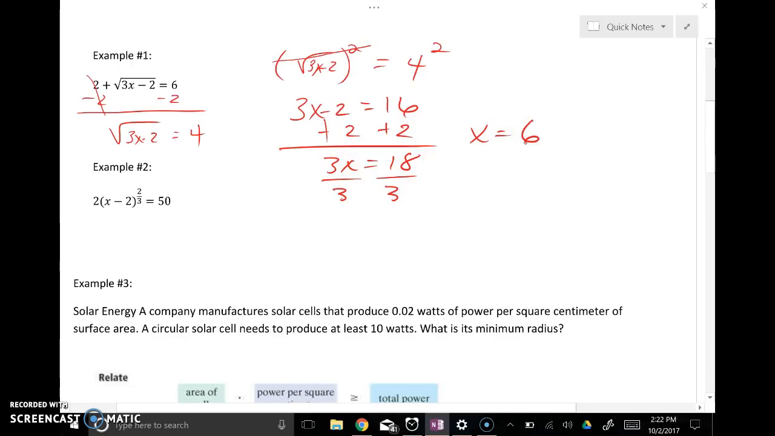So, how did I get rid of the square root? I raised it to the power that matches the root. So if I had a cube root, I would have raised it to the third power. If I had a fifth root, I would have raised it to the fifth power. All right, let's talk about example number 2 now.